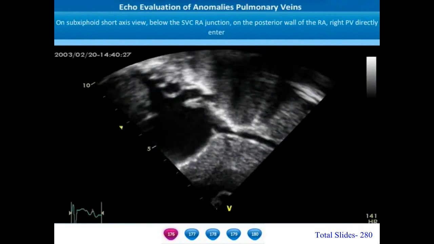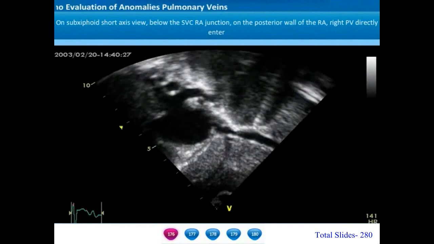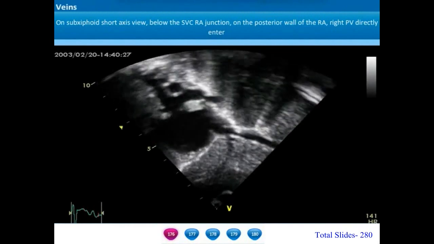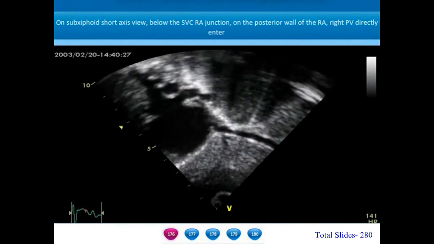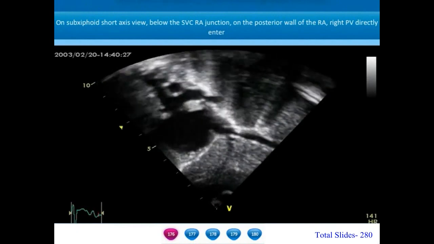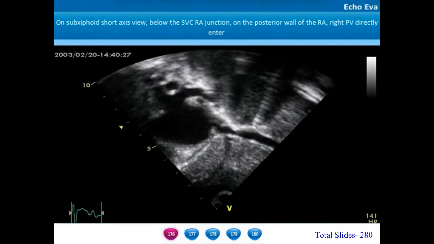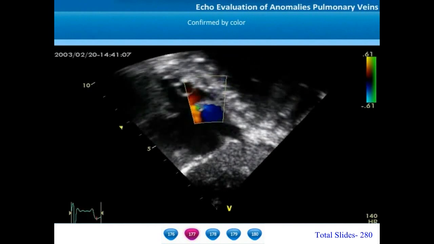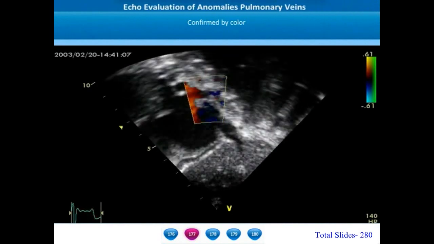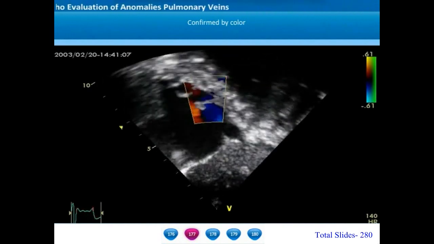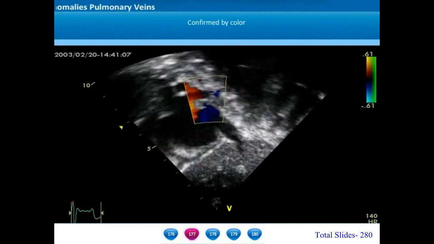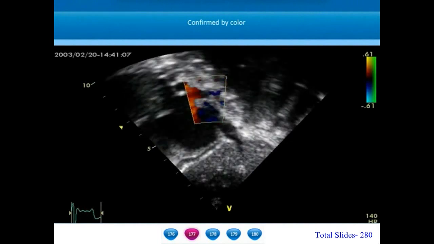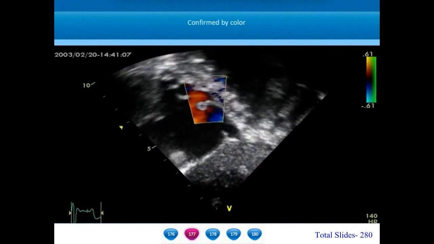On a subxiphoid short axis view, we are able to appreciate the superior and the inferior vena cava entering the right atrium, and on the posterior wall of the right atrium, we see the common chamber from the pulmonary veins entering directly on its posterior wall. The flow of blood from the common chamber onto the posterior wall of the right atrium is confirmed by color Doppler, which is shown by a red color. What is shown below the red as blue is the flow from the right atrium into the left atrium.